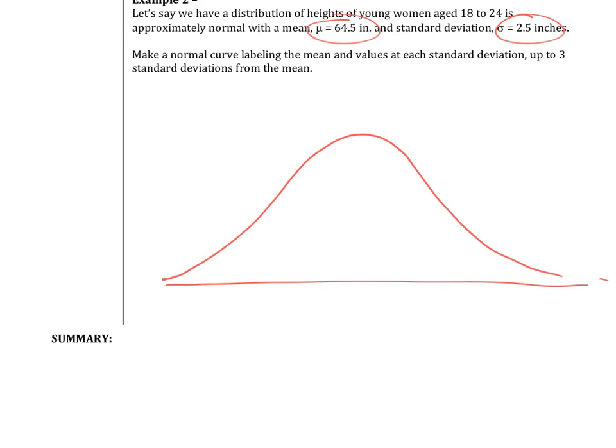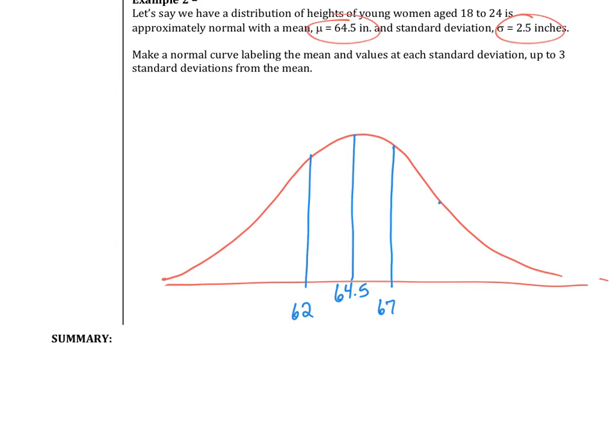So the mean will go in the middle. I would cut it in half. The mean is 64.5. If you go 1 standard deviation to the right and 1 to the left, should be about the same distance, 2.5. So 2.5 bigger is 67. 2.5 smaller is 62.